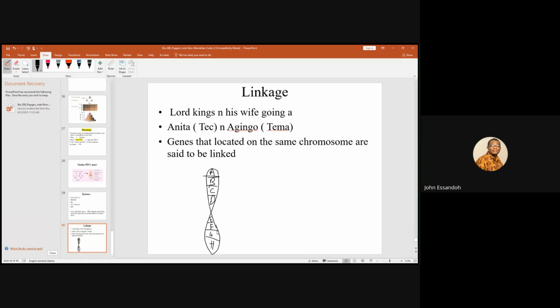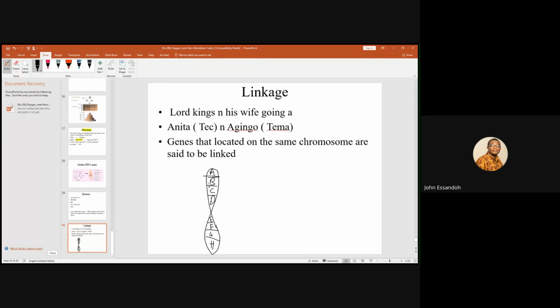All right, good. Now, if you look at this particular gene here, at this position, have you seen that they are close together? Okay, so these are genes on the same chromosome. They are said to be linked. If these genes are on the same chromosome, like the way I've drawn here, we can say that they are linked.